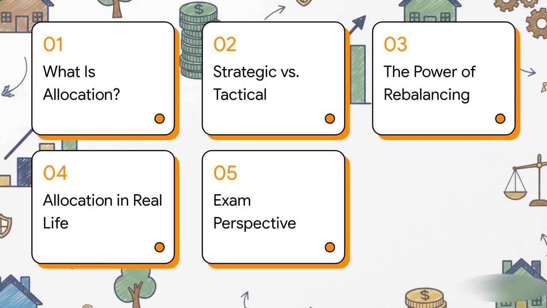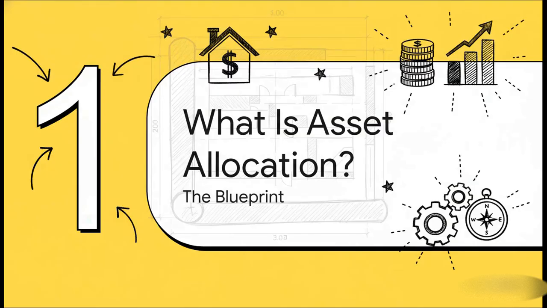Okay, so let's get into this blueprint. Here's what we're going to cover. First, we'll tackle the big question: what exactly is asset allocation? Then we'll look at the two main ways to do it, strategic versus tactical. After that, we'll unpack the powerhouse of discipline, something I call the power of rebalancing. Then we'll see how this all works in the real world, and finally, we'll wrap up with what you really need to know from an NISM exam perspective. So, let's start at square one.